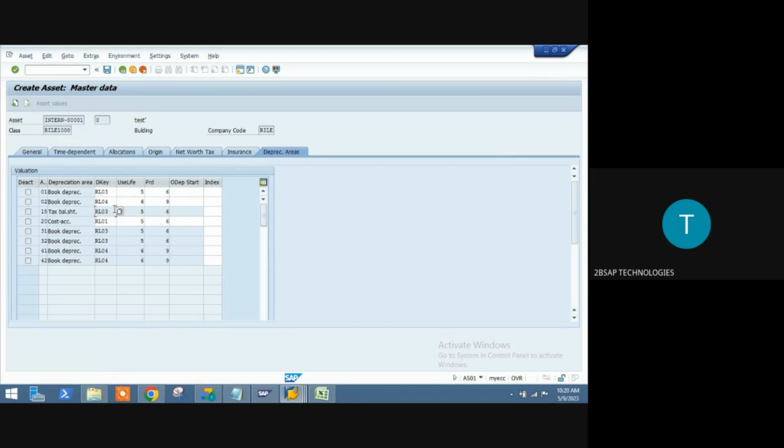That means what I have done, 15 is dependent on my 01. That is what I have defined. So whatever the value or principle is there in 01, the same principle needs to be followed for 15. For 20, I'm not following it. I'm not dependent, it is individual. How you want, you can make it dependent. 31 and 32 are mandatorily dependent on 01.